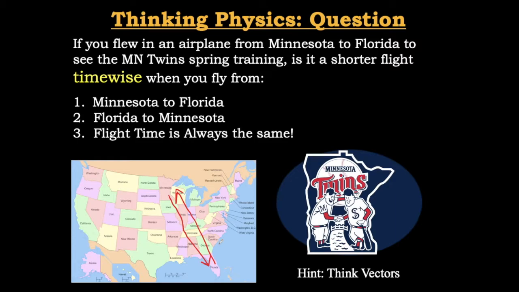And notice we're not talking about daylight savings time or anything like that. We're just saying if you started a stopwatch on the plane and measured the time on that stopwatch, which case is a shorter flight? So think through what you know about vectors so far, or maybe other things, and see if you can reason this one out. Go ahead and hit pause, and once you feel like you have an answer, come on back. All right, so let's take a look at this.